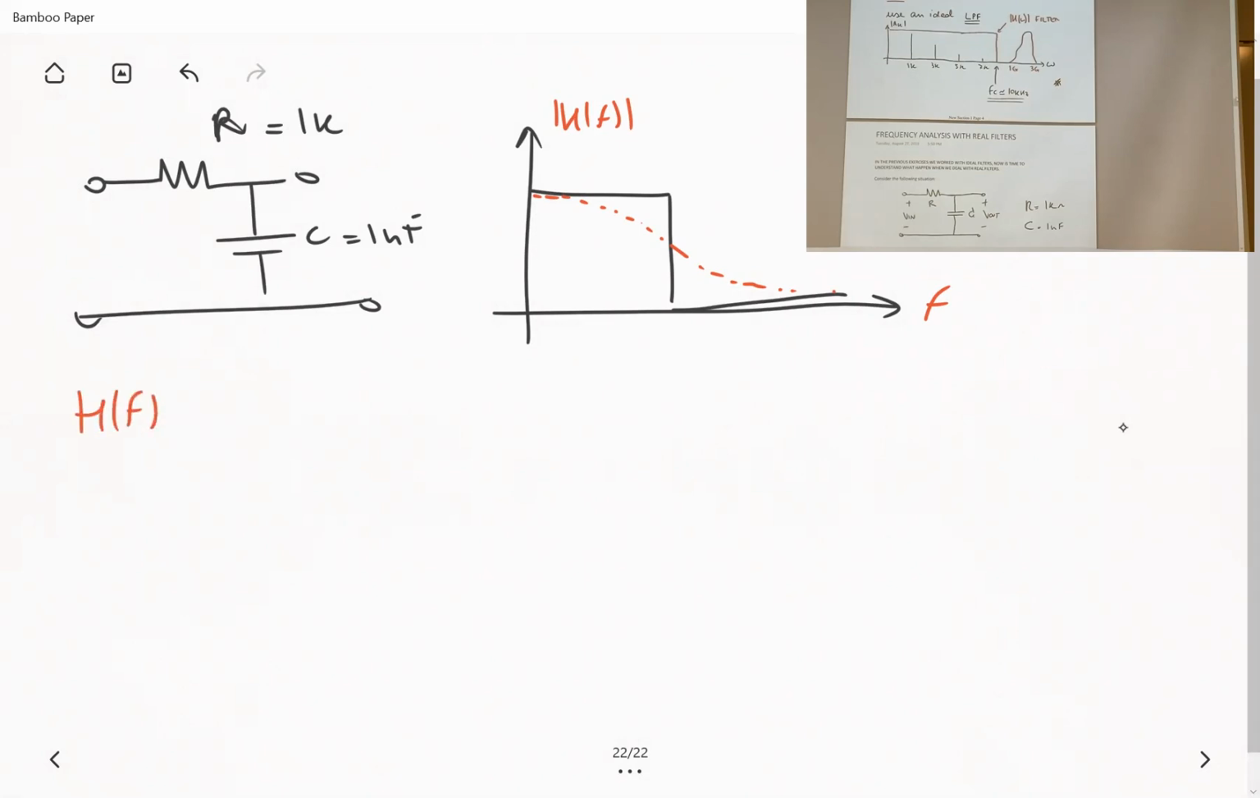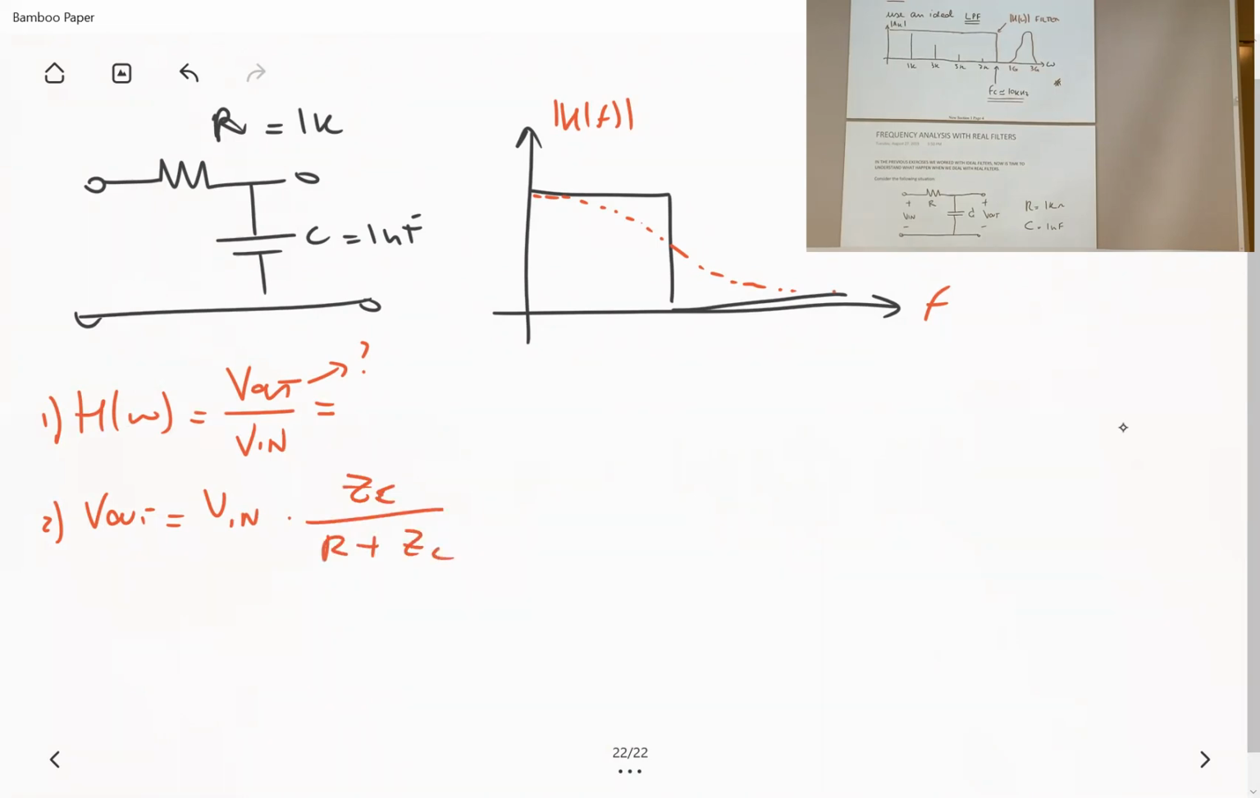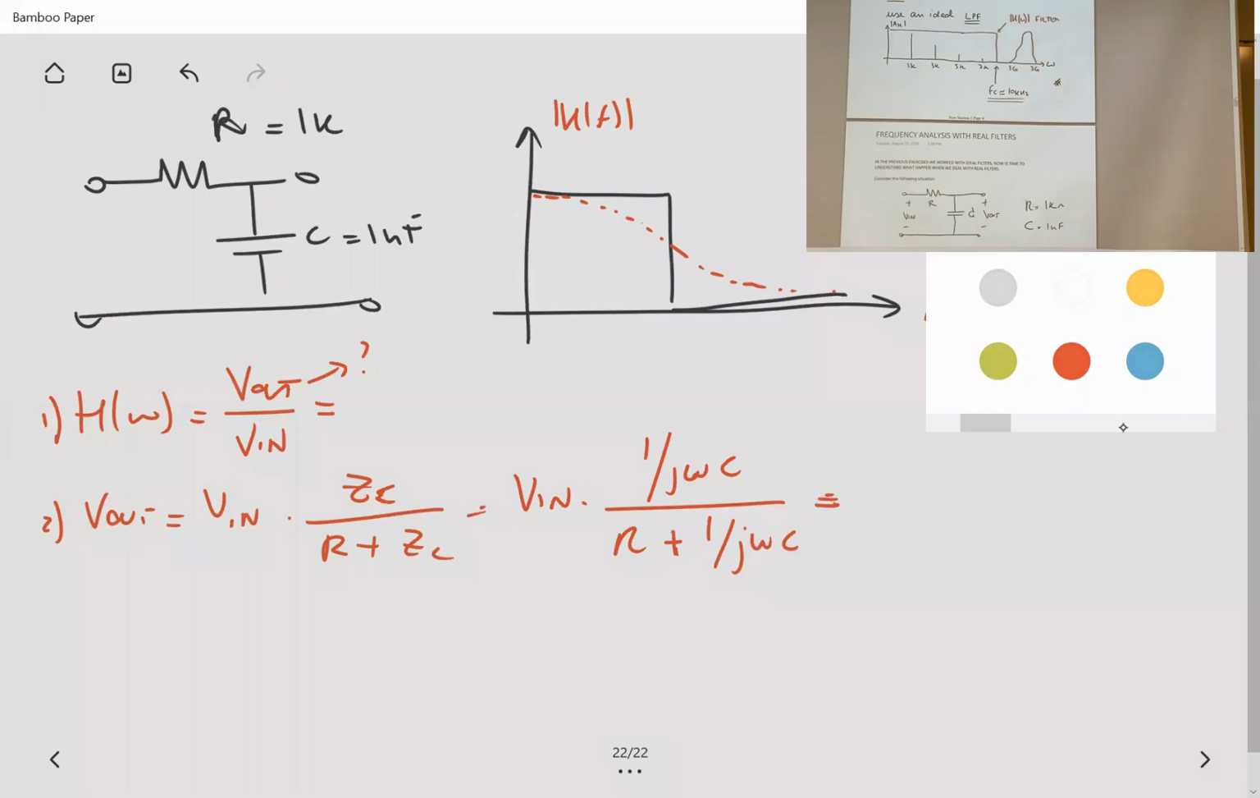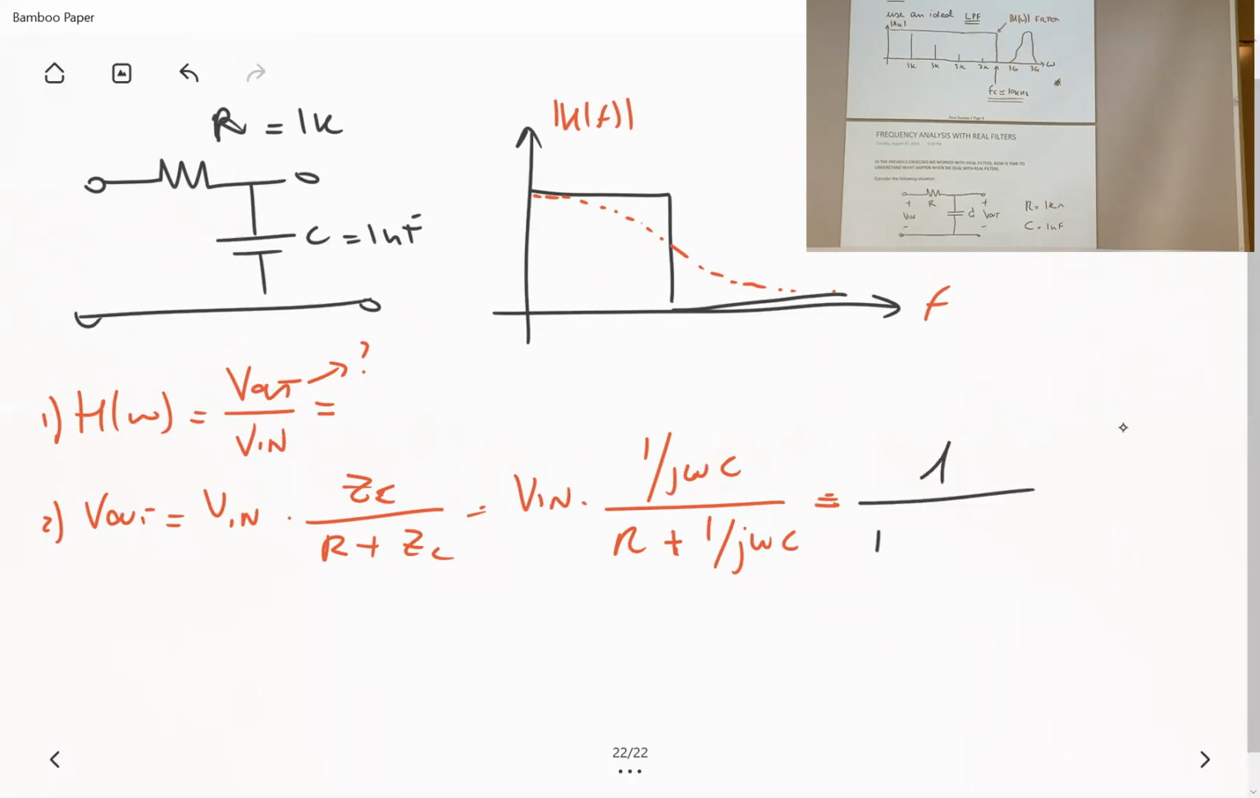So H(f) is equal to, I like to write H(omega), but it's the same. Remember, H(omega) is equal to V out divided by V in. How much is the formula of V out? V out is equal to V in multiplied by the impedance of the capacitance divided by the resistance plus the impedance of the capacitance, equal to V in multiplied by 1 over j omega C, divided by R plus 1 over j omega C, equal to, yeah, boring stuff, I know. And then here, taking common terms, I just put the result: 1 over 1 plus j omega CR.